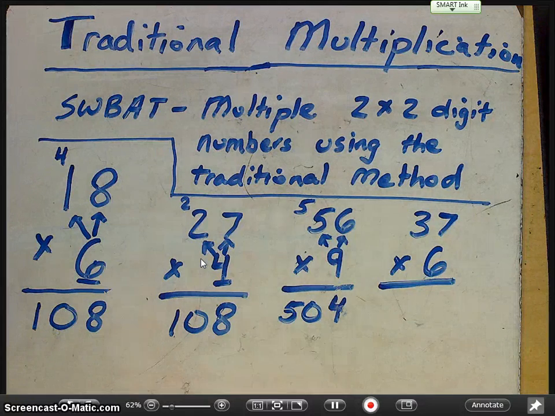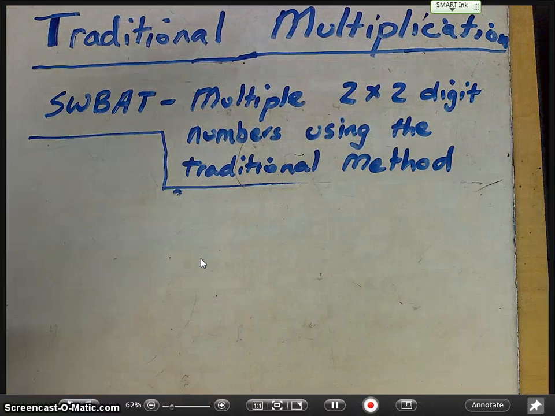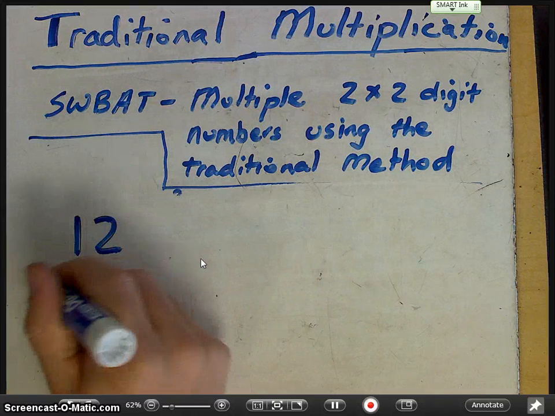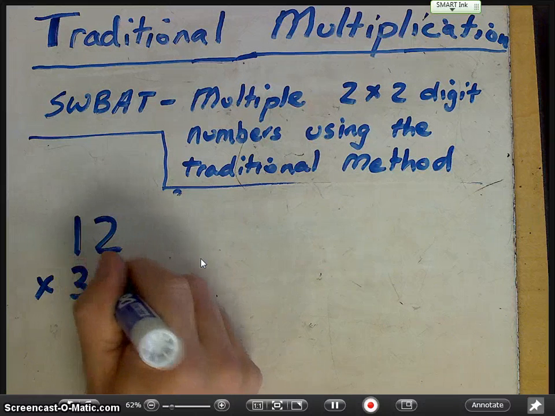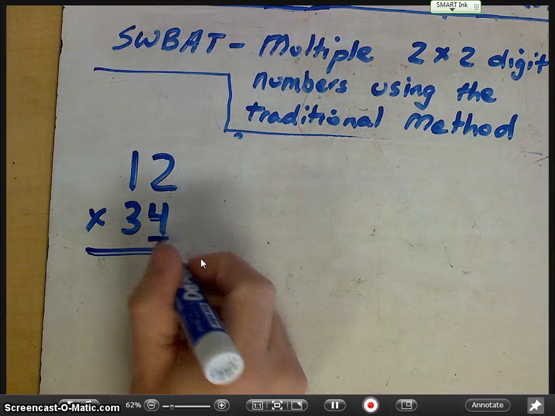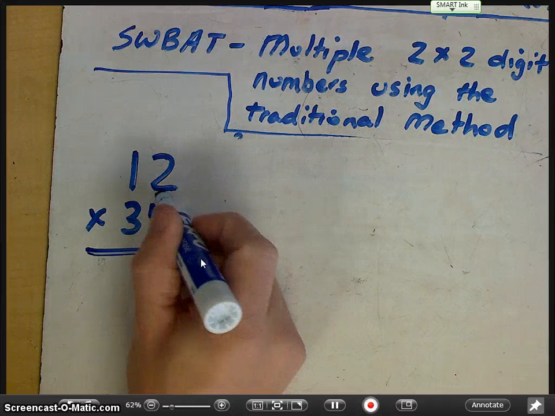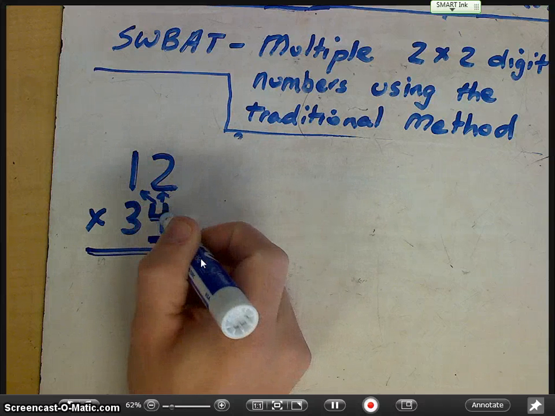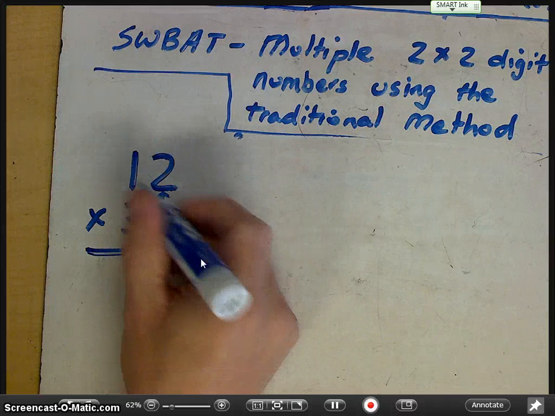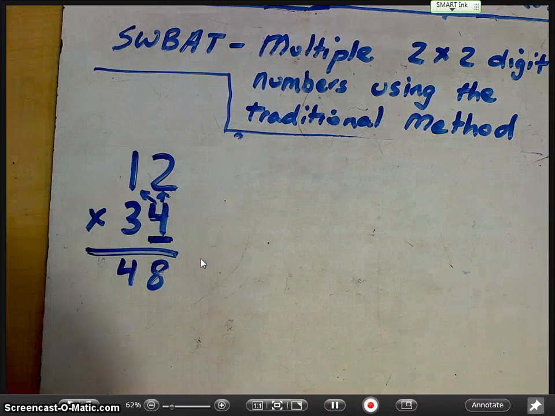Okay, now we're going to do 2-digit times 2-digit. And this is where it gets a little harder. So let's say I have 12 times 34. So what I need to do first is take my 1 spot. I always start at this lower right-hand corner, and I multiply it out just like we did. So 4 times 2 is 8. I don't have anything to carry, so 4 times 1 is 4. So 12 times 4 is 48.